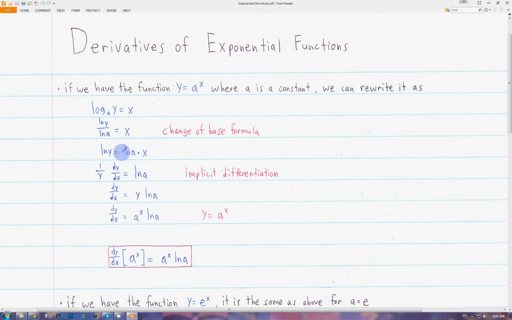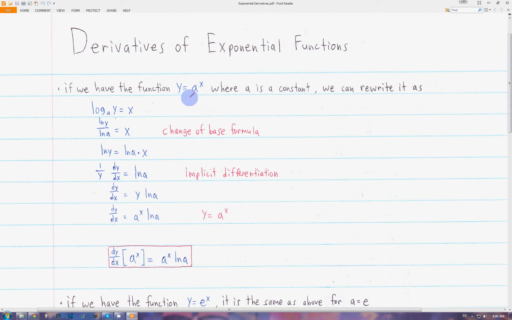And then we can use implicit differentiation. So the derivative of ln of y is 1 over y times dy dx. And then ln of a is just a constant. And so the derivative of a constant times x is just the constant. So we have ln of a on the other side. Well, then we can move the y to the other side. So the derivative dy dx is equal to y ln of a.